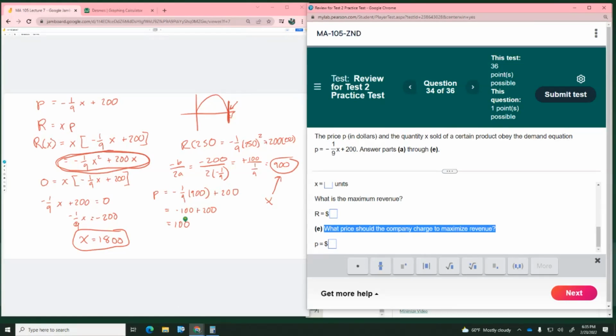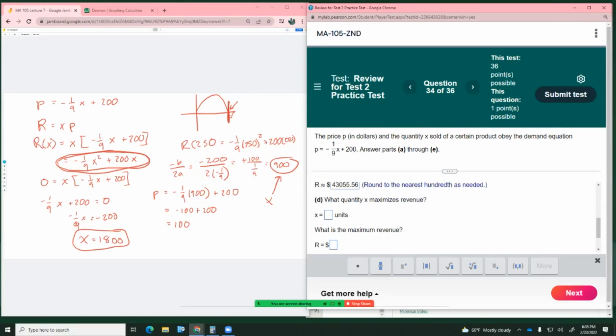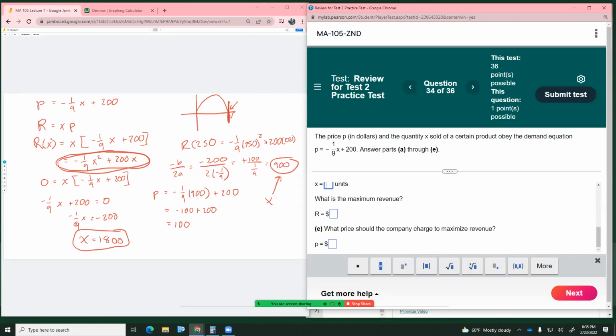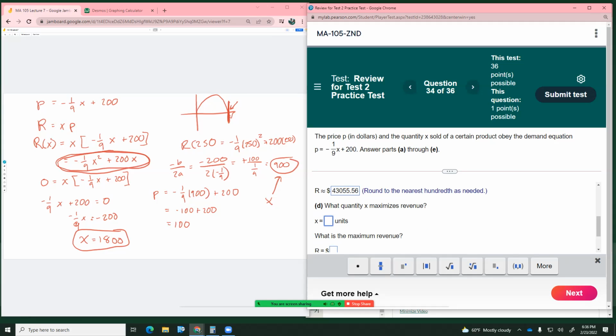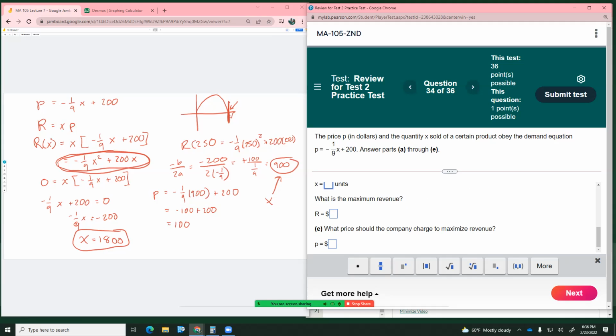All right. So note, there are 3 different things being asked here. First one's asking how many units, that's your X. That's the negative B over 2A. Then for the maximum revenue, plug that into your revenue function. After you do that, you then take that X that you figured out, which was 900, and plug it into the price function to determine the price. Hope that makes sense.